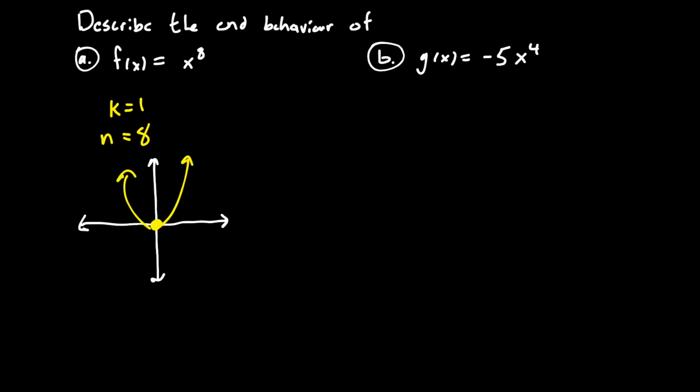In part B, we're given that g of x is equal to negative 5x raised to the 4th. Here, we're given that the coefficient k is equal to negative 5, and our power n is equal to 4. Since the power of our function n is an even number, the shape of our graph is going to look like a U. And our coefficient is negative, which means that our graph is going to open downward. Therefore, the general shape of the graph is given by the following.